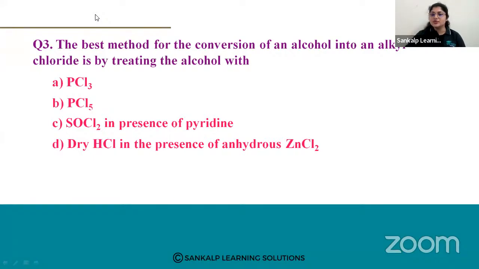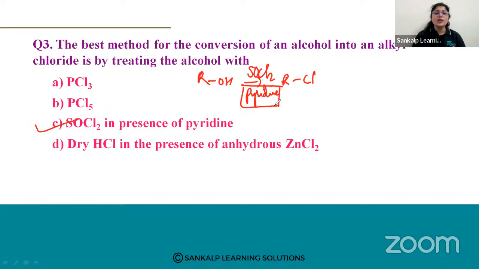Yes, good. Nandita, Archana, Aishwarya have answered it right. It is C. Whenever you want to convert an alcohol into an alkyl chloride, we can use thionyl chloride in the presence of pyridine, which is a base. So what will it yield? It will yield SO2 gas plus HCl.